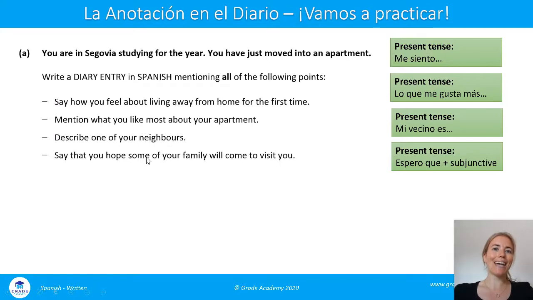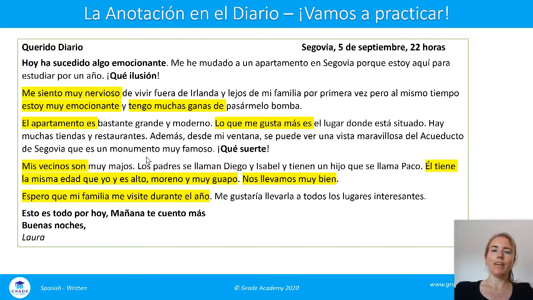I hope that, so we've got que, my family will visit. Let's look at the sample answer. So again, we've got the date. We've got Dear Diary, querido diario. Hoy ha sucedido algo emocionante. Today, something exciting happened. Me he mudado a un apartamento en Segovia porque estoy aquí para estudiar por un año.